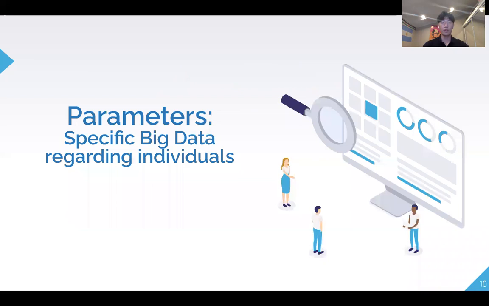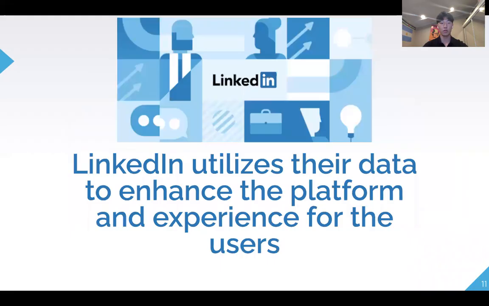And then for the parameters, so the parameters is the specific big data regarding each individual or user. So for example, that could be the age, gender, location, the field of study, career field, and what companies they follow, to name a few. Therefore, LinkedIn utilizes their data to really tailor the best experience for their users.